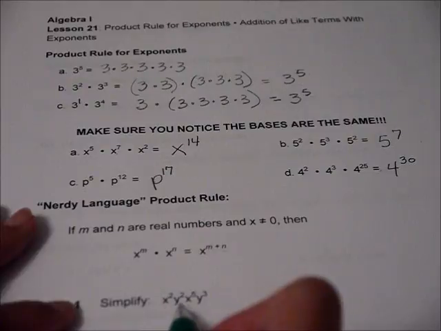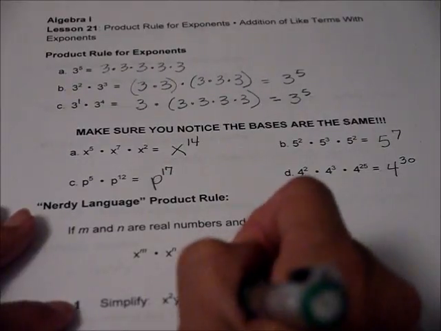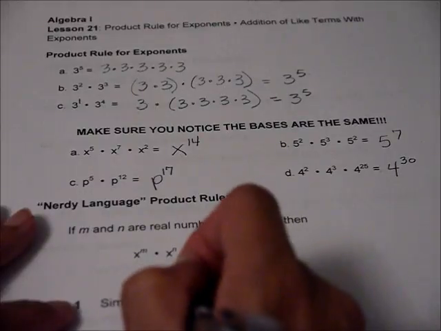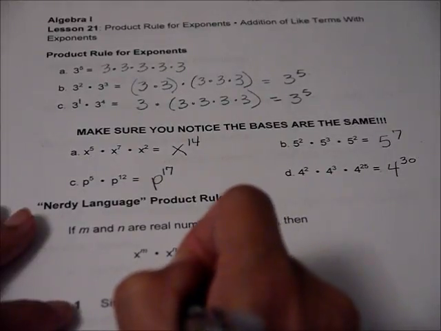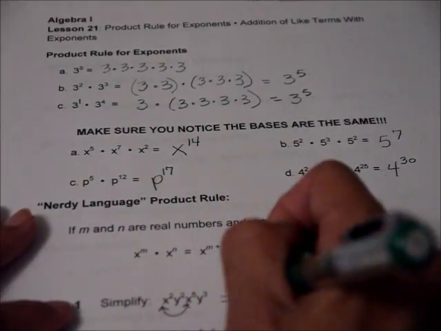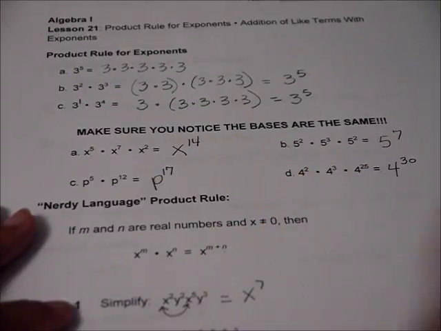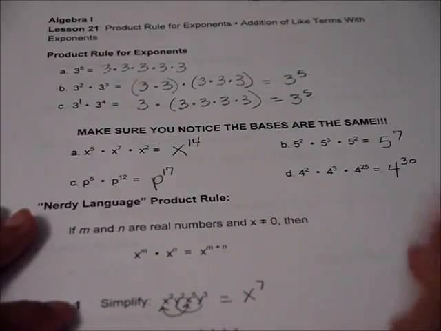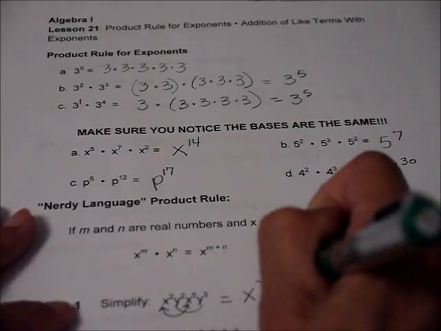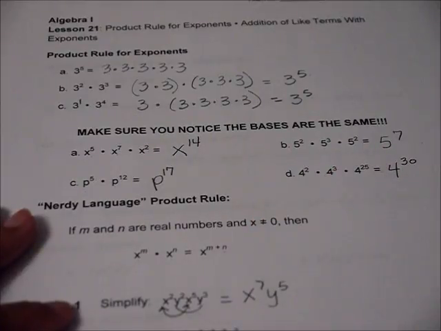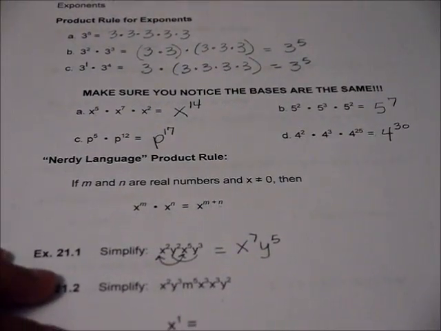Notice we have not all the same base. We have x, we have y, we have x, we have y. However, the x's can multiply together and add their exponents, so that's x to the 7. And the y's can multiply together and add their exponents.